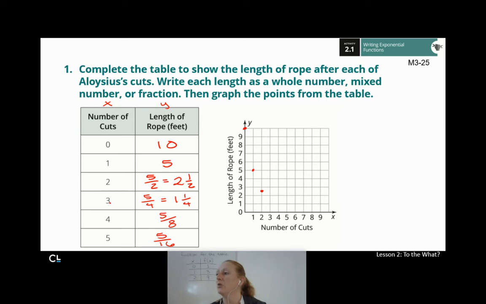Three cuts. I'm skipping ahead. 3 cuts gives me 1¼ feet of rope. So 3 cuts, we go to 1, and then a quarter is a bit more than that.